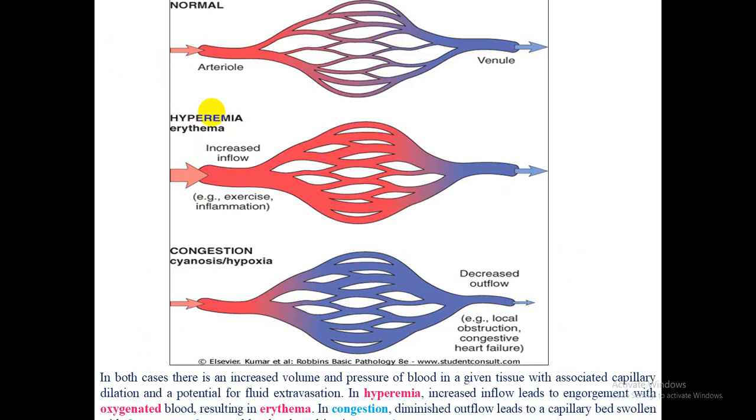This figure illustrates the example of normal arteriole and veins. In hyperemia there is only increased blood flow due to arterial dilation, such as in exercise or inflammation, with a nearly normal venous site. While in congestion there is decreased venous outflow due to localized obstruction, or congestive heart failure, or failure of the right side of the heart. راح يصير accumulation and collection of deoxygenated blood at the affected site، فيبين cyanosis while in hyperemia the affected area appears erythematous or hyperemic.